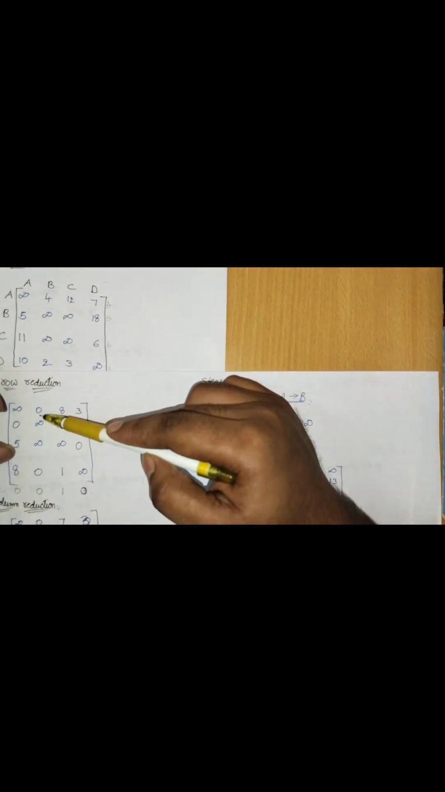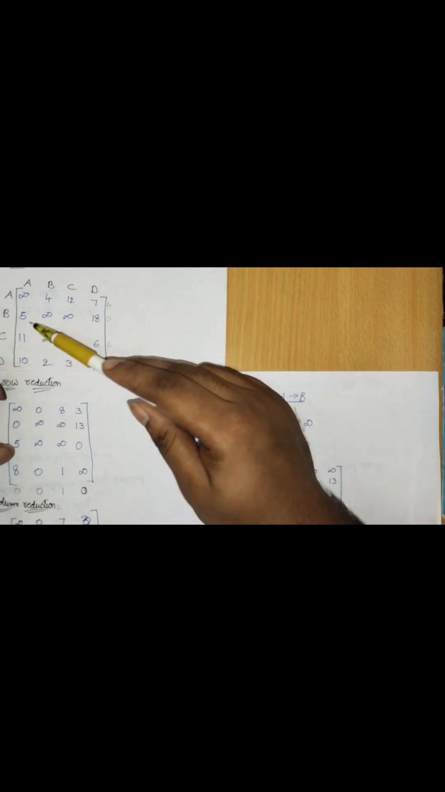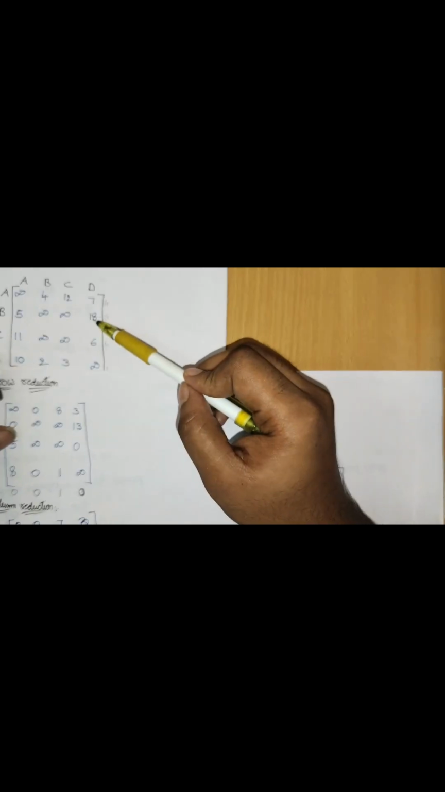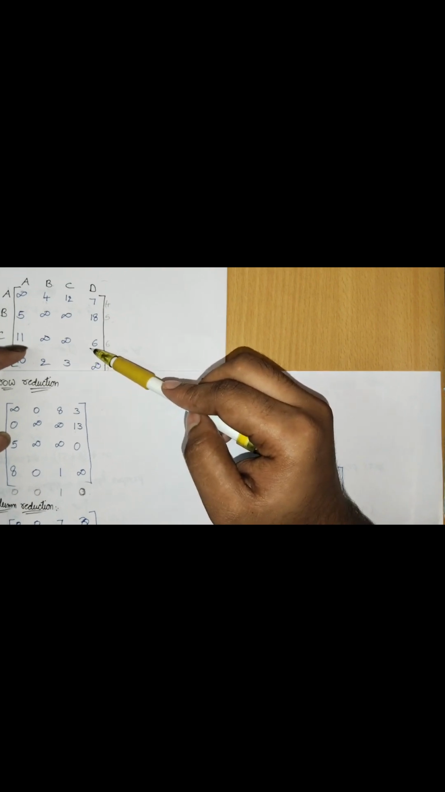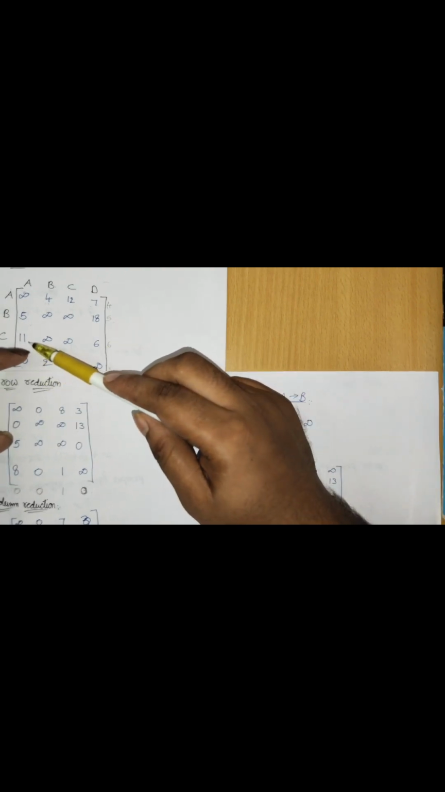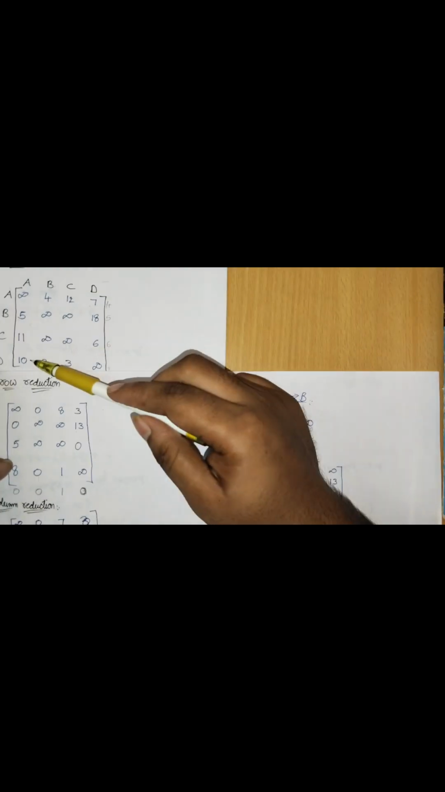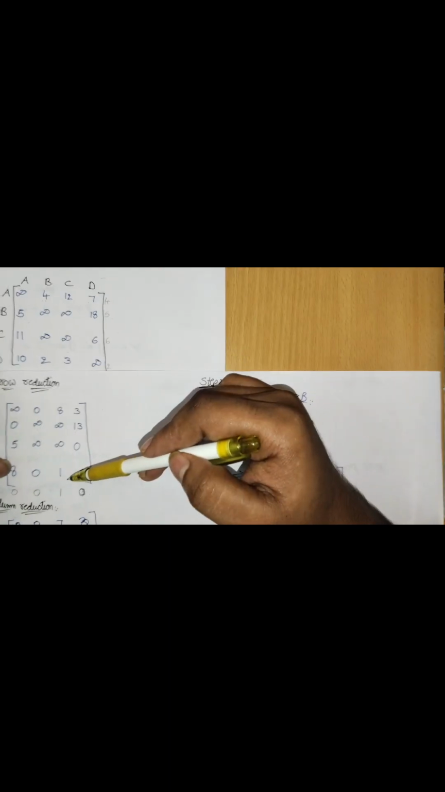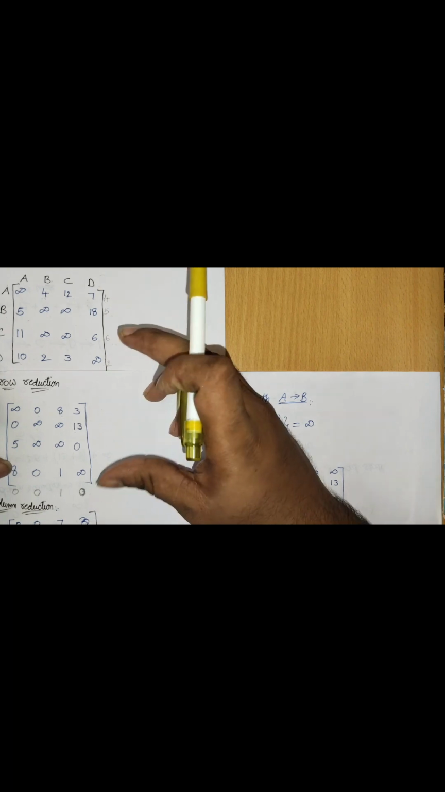4 minus 4 will give you 0. Okay, and 12 minus 4 will give you 8. 7 minus 4 you will get 3, and 5 minus 5 you will get 0. Infinity minus 5, infinity. 18 minus 5 you will get 13. Okay, and in the third row minimum element is 6. So you have to subtract with the 6. 11 minus 6 gives you 5. Infinity minus 6 gives infinity. 6 minus 6 0. Okay. 10 minus 2 8. 2 minus 2 0. 3 minus 2 1. Infinity minus 2 infinity. So like this you have to reduce row wise.